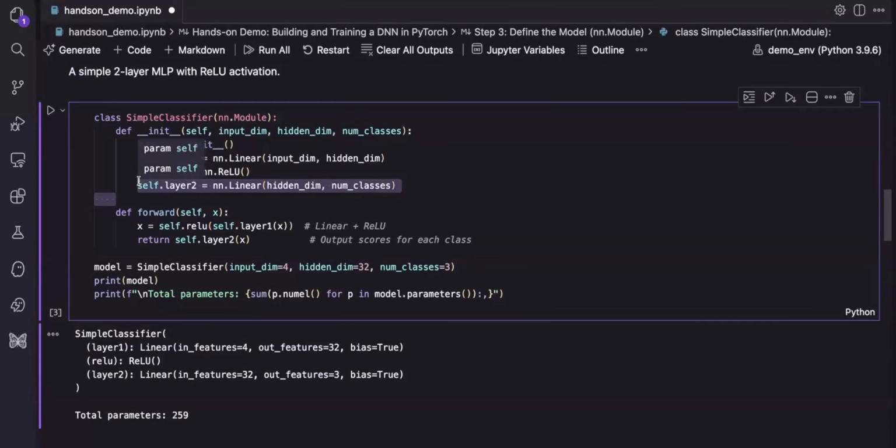Then we have this self.layer2 equal to nn.Linear. This is the output layer. It maps the 32 hidden units down to three output scores, one per class. The class with the highest score is the model's prediction.